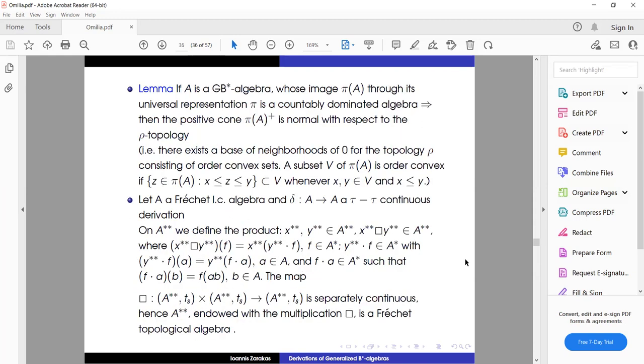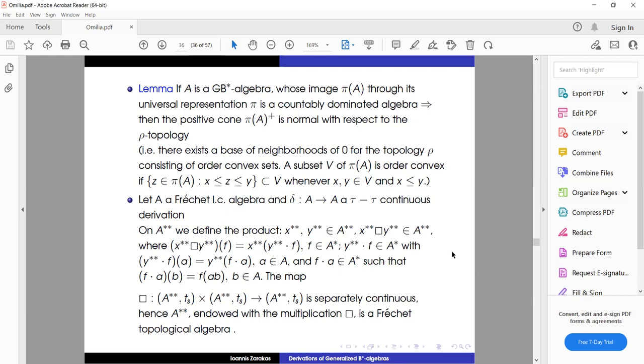I just want to briefly pinpoint some parts here and there of our proof. Just to state a lemma: if our algebra P alpha is countably dominated, then this results in the positive cone P alpha plus being normal with respect to the rho topology that we described before. This gives us a clue of what happens between the countably dominated property that we assumed and the positive cone of P alpha.